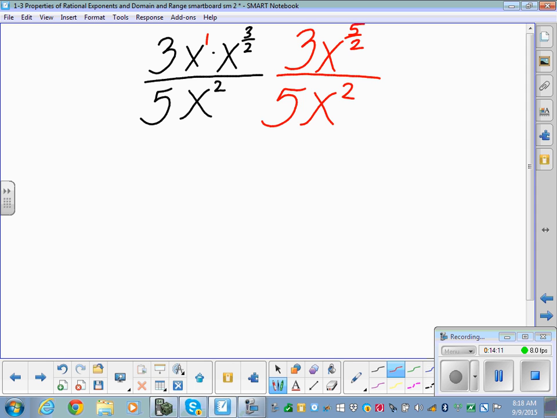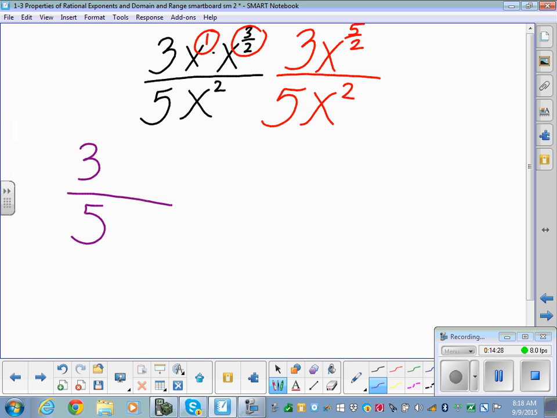Does everybody see what I did there? I added those 2 together so that I simplified the top. Is everybody okay with that? Because this one was trickier. Now we can go through and simplify the whole thing. 3/5, that doesn't simplify any further, true? Leave them where they are.